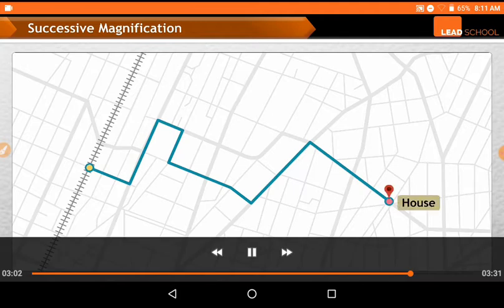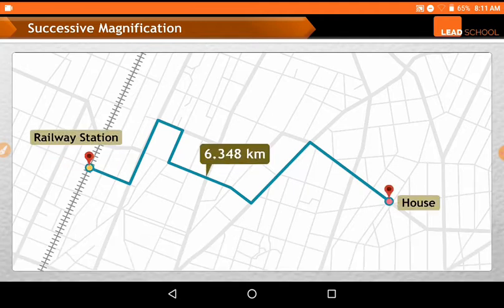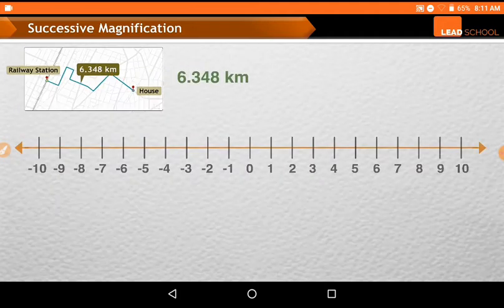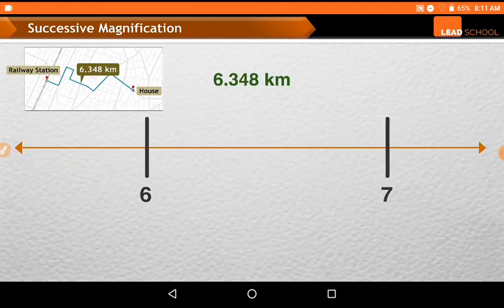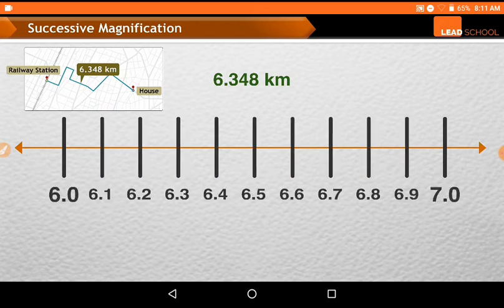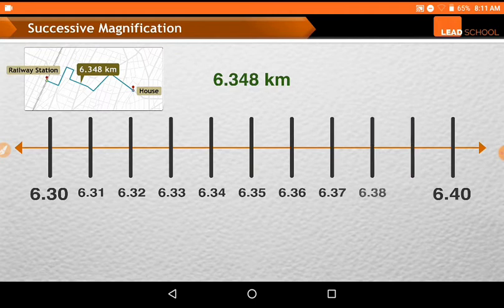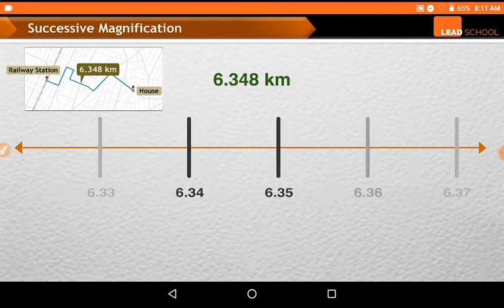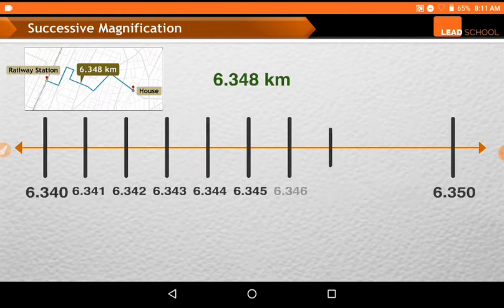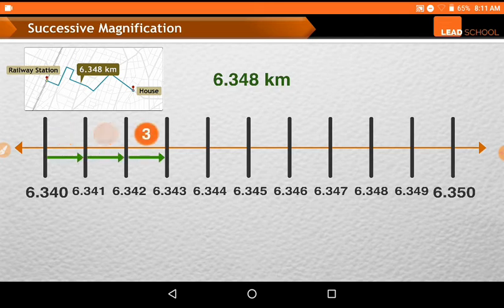The distance between my house and the railway station is exactly 6.348 kilometers. Using successive magnification, this is where we can find this number on the number line. Found it? Isn't it amazing?